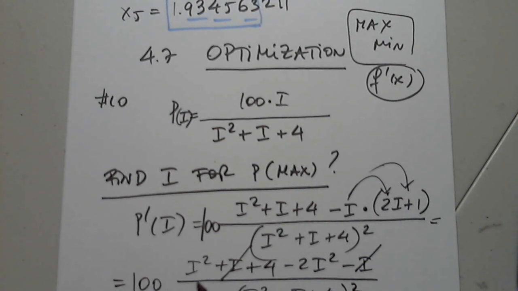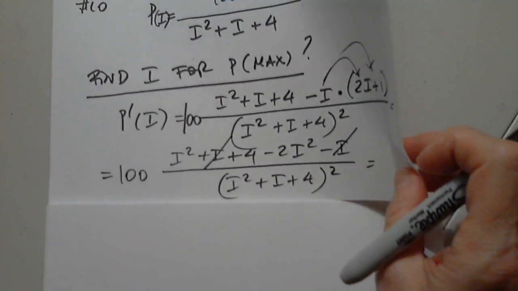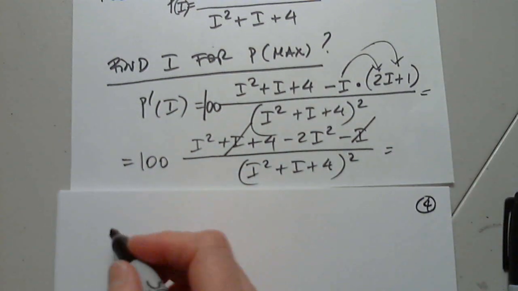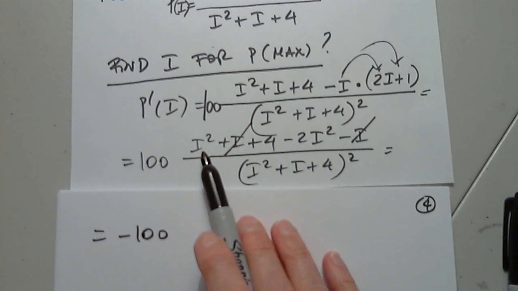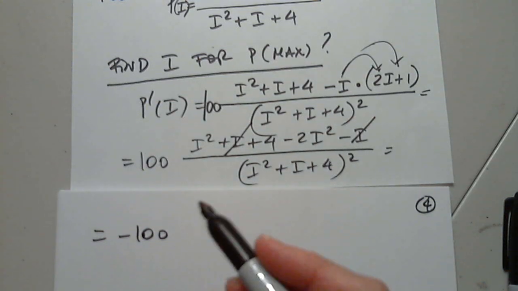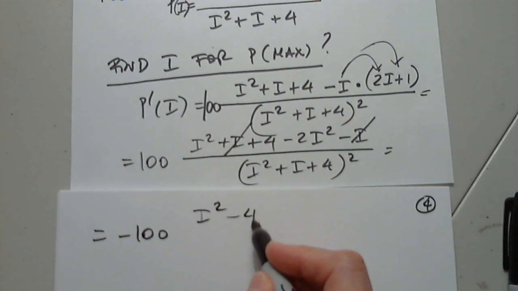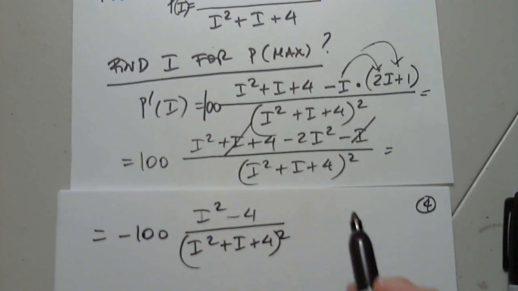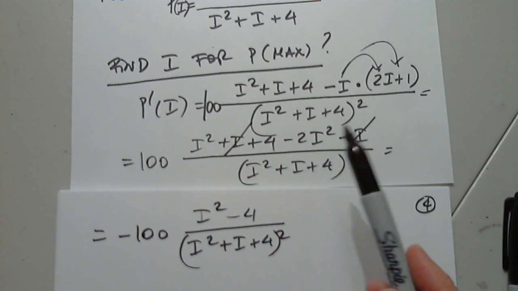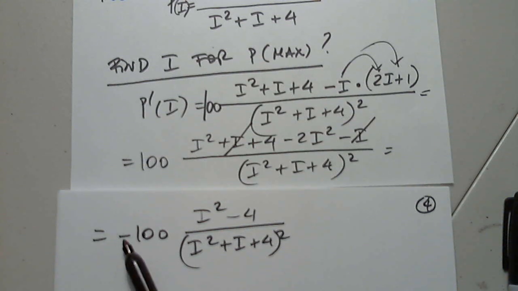The negative 2I squared plus I squared, this will be 100 in front. Because negative 2I squared plus I squared will be negative I squared. I took the negative outside, so this is I squared. And this is positive 4, but I took a negative outside. So at the top, I had negative I squared plus 4. By factoring a negative 1, I now have I squared minus 4.